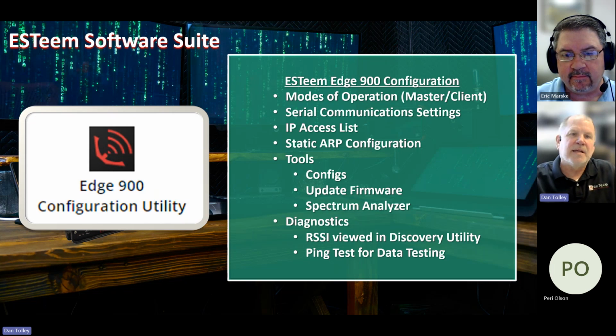We also want to give you some diagnostics. We want to display what the RSSI, or the signal strength value, is, and that's done through the Discovery utility that works in unison with the Edge 900. Then just real basic ping testing is done to verify that you've got communications across this. So what we want to look at from here is how this actually works.